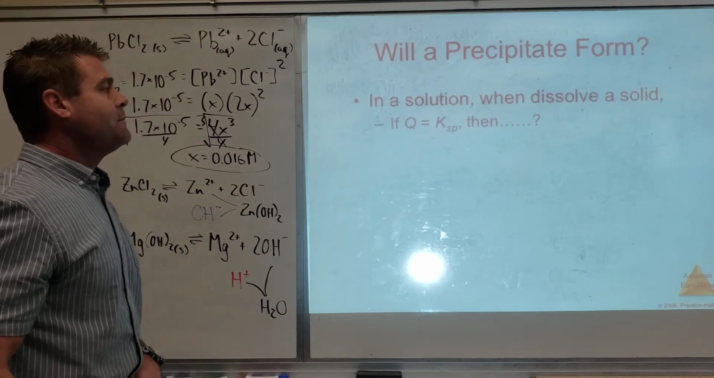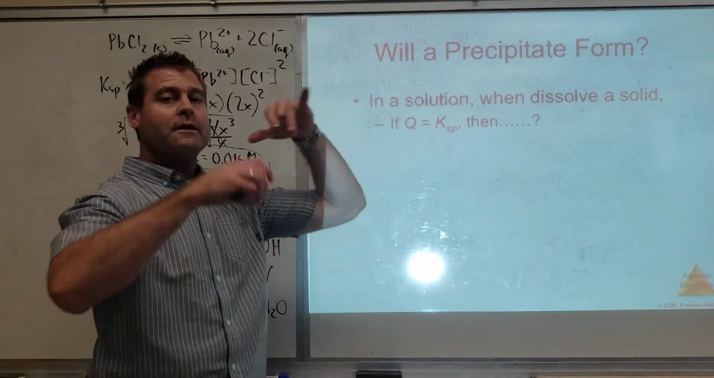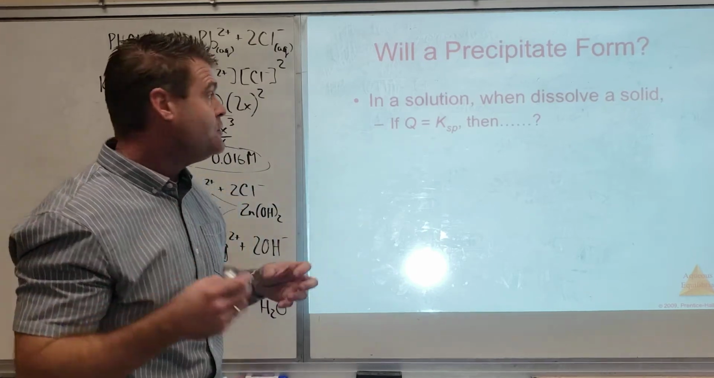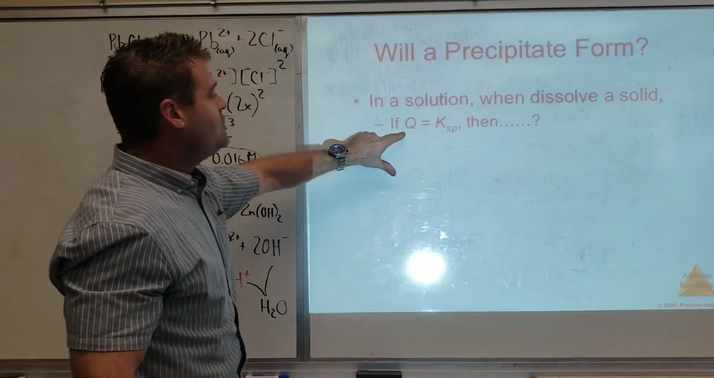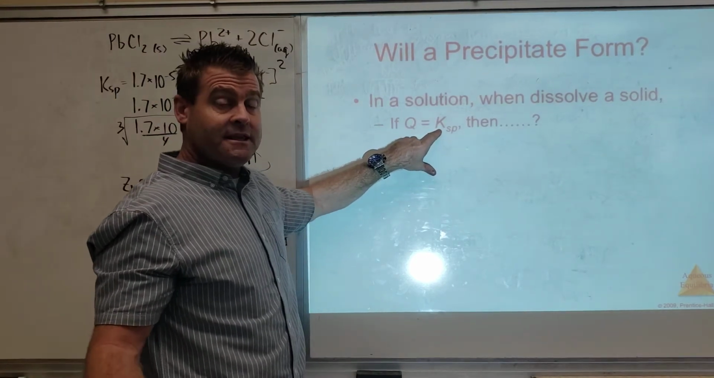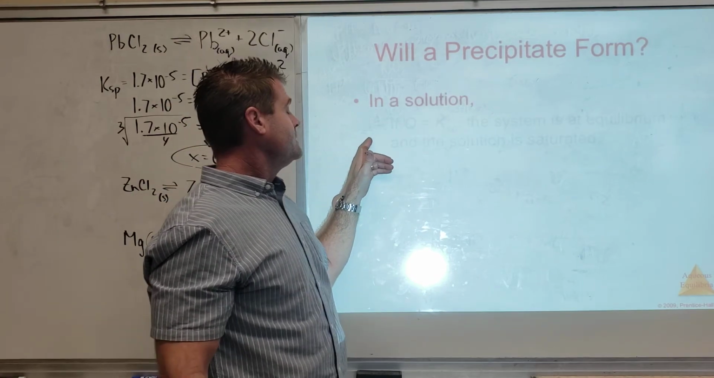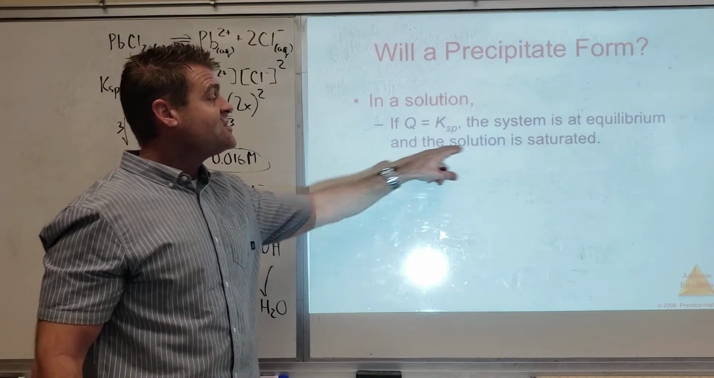Okay, will a precipitate form in a solution when you dissolve a solid? You guys know Q. You remember Q is just whatever values you have. You don't necessarily know if it's at equilibrium, but if you take your Q values and put them in the equilibrium expression, and your Q value ends up equaling the Ksp, the established Ksp value at that particular temperature, then what can we say? The system is at equilibrium and the solution is saturated.